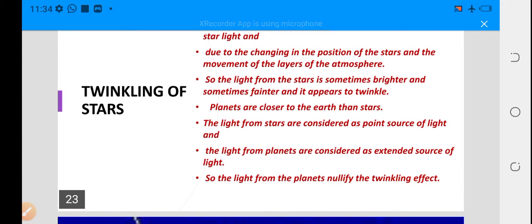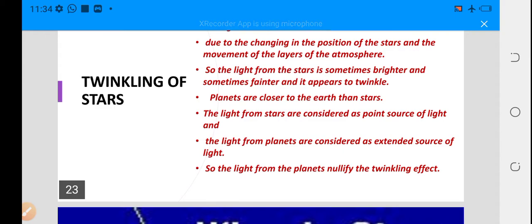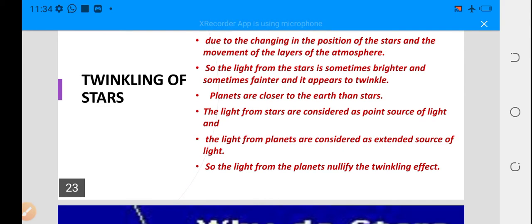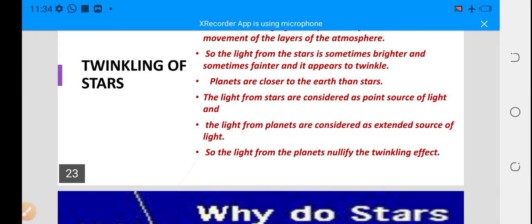Why? Because the earth is revolving around the sun, so the earth is moving, and that's why the position of the star as well as the layers of the atmosphere is changing. So the light from the stars is sometimes brighter and sometimes fainter, and it appears to twinkle. Bright and fainter, bright and non-bright, you might observe this phenomenon, which you consider as twinkling.